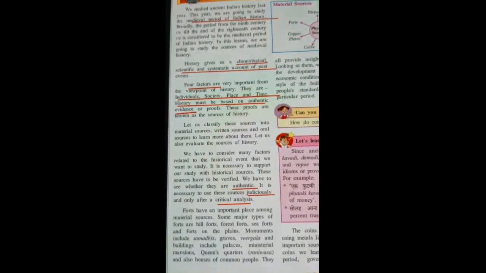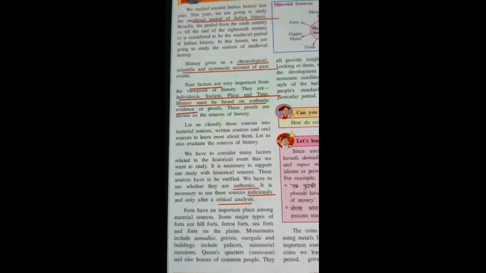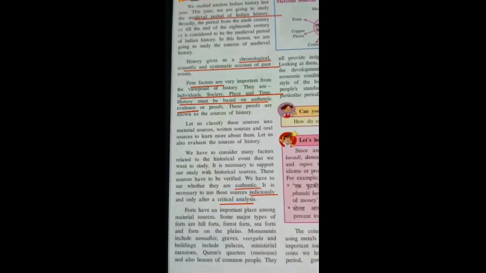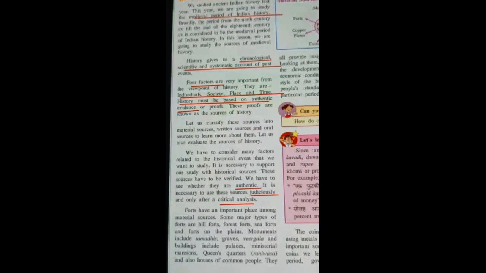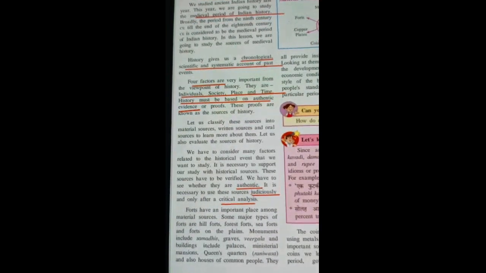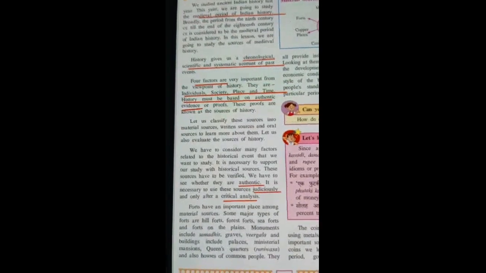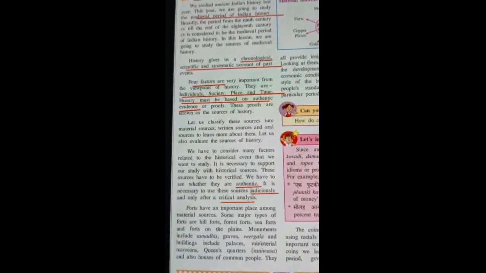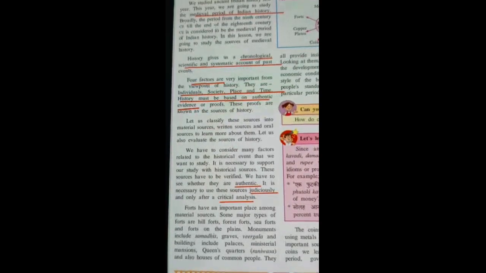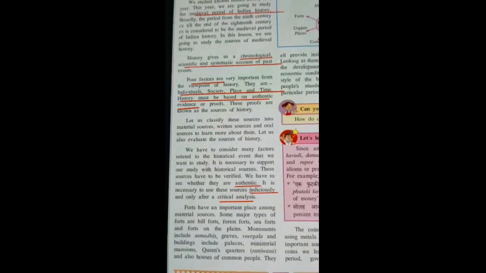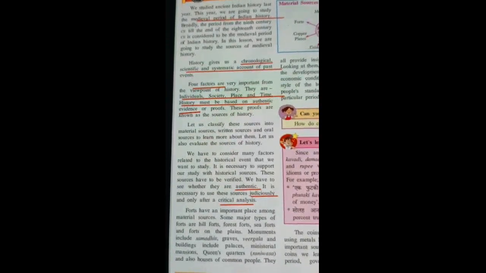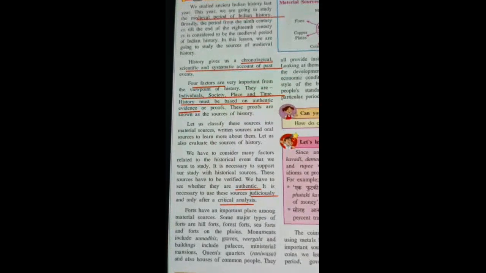History gives us a chronological, date-wise, scientific and systematic account of past events. Four factors are important from the viewpoint of history. They are individuals, society, place, and time. History must be based on authentic evidence or proofs. Authentic means real or genuine.